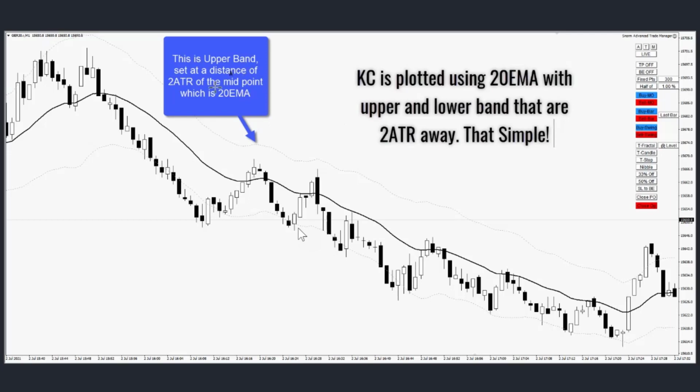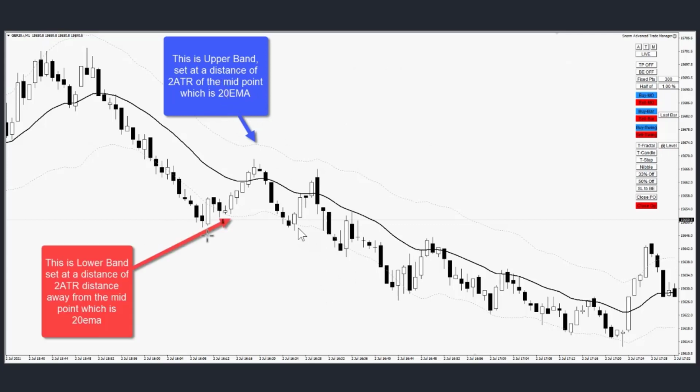So this is the upper band set at 2 ATR, and the one below is the lower band set at a distance of 2 ATR away from the midline, which is the 20 EMA. So the upper band here, the lower band here, and the center line. So what is the center line? The center line is basically the average of the last 20 bars. In this case, we see price going below the center line. It goes out of the band, and then it starts to retrace back, creating a pullback, and then the resumption of trend, another pullback, and resumption of trend.